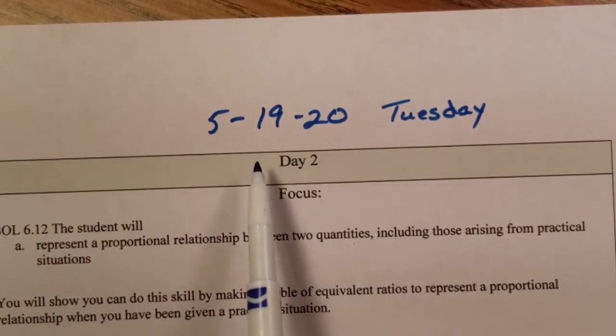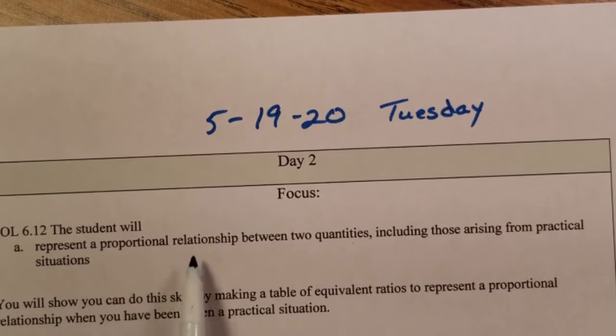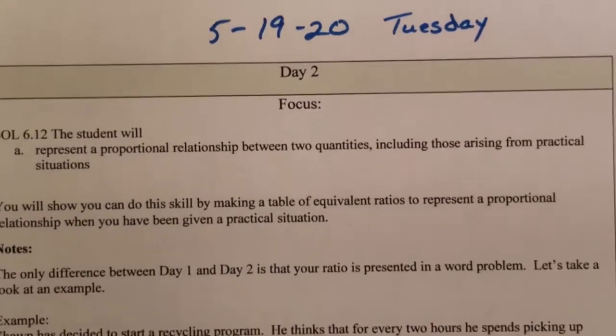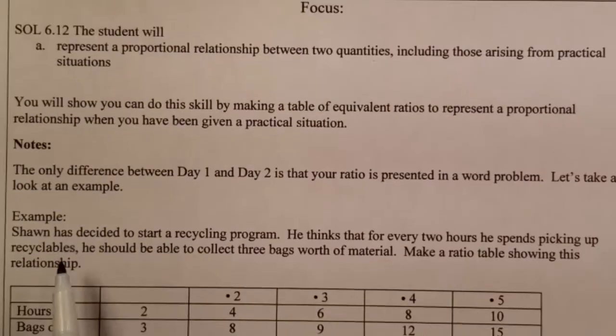Today is Tuesday, May 19, 2020. We're continuing. Now we're doing SOL 6.12. Represent a proportional relationship between two quantities, including those arising from practical situations. Now, the only difference between today and yesterday is that we're doing word problems.